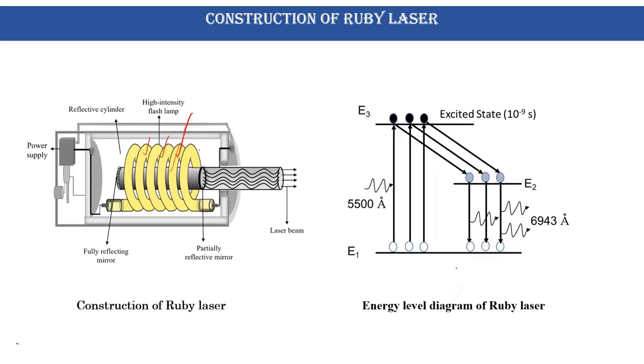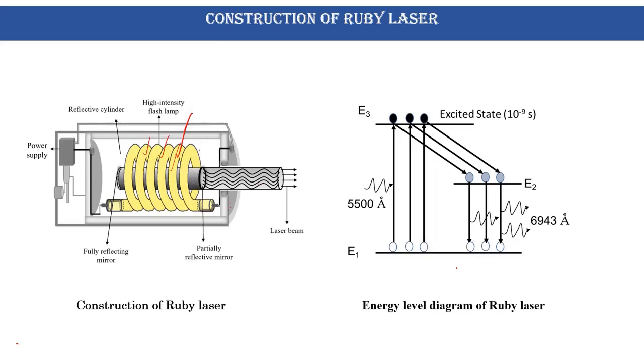The laser action is started when any one of the excited atoms returns back to the ground state from the metastable state by releasing a photon of energy h nu equal to E2 minus E1. This emission is called spontaneous emission. This emission occurs without any external agency or external force.